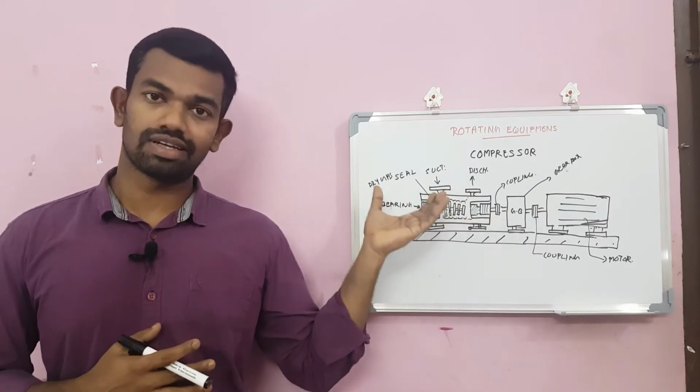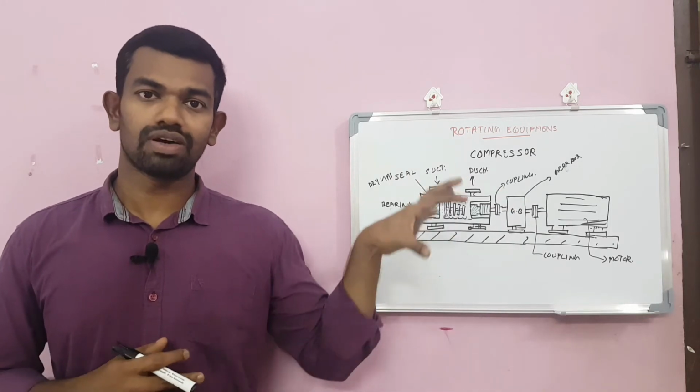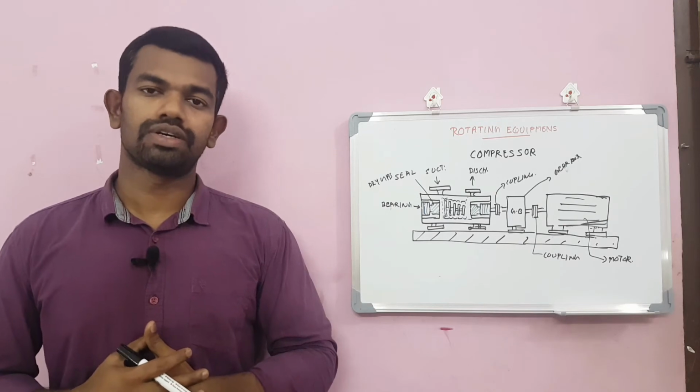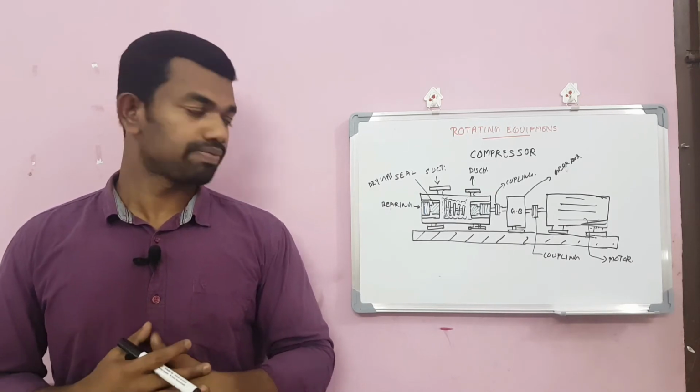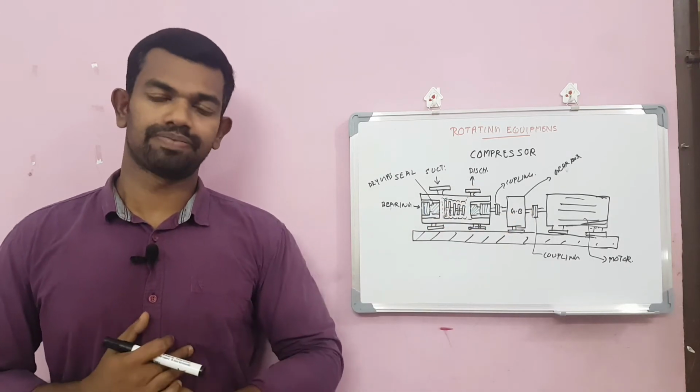There are many accessory items that come with these, but we will explain the overview of the important parts in this video. In future videos we will explain more. Okay, this is a normal centrifugal compressor.